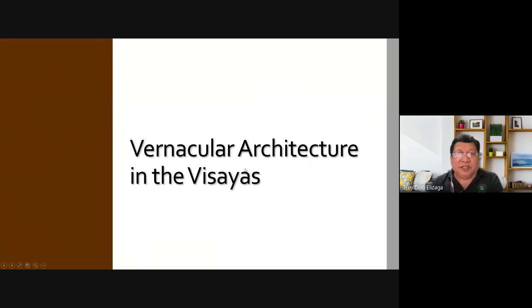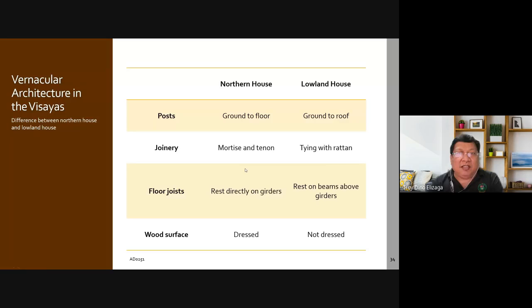Now in the Visayas, there's a marked difference between how people build houses in the northern part of the Philippines from the lowland houses. Or actually, this is not only the Visayas. Northern meaning on the mountains, and then lowlands. In the mountains, especially in Luzon, the posts go only up to the floor. So it's like the whole house is placed on posts. But for the lowland houses, the posts go all the way up to the roof.